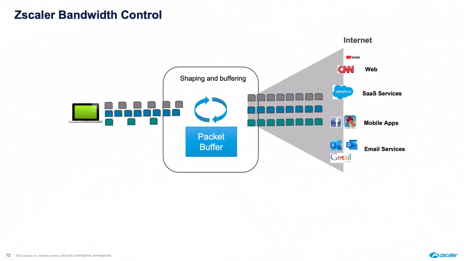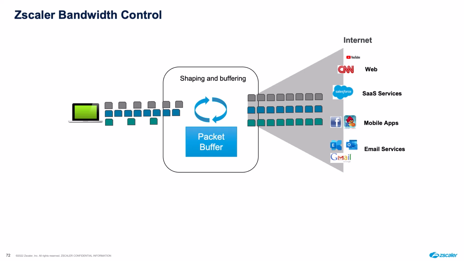Let's look at some of the technical details of how Zscaler's bandwidth control works. As you can see from an end user perspective, users go to all types of destinations or applications and activity over the internet. So people go to CNN or any other news media portals. They go to YouTube to watch videos. They even access Salesforce, Workday, and other SaaS services.